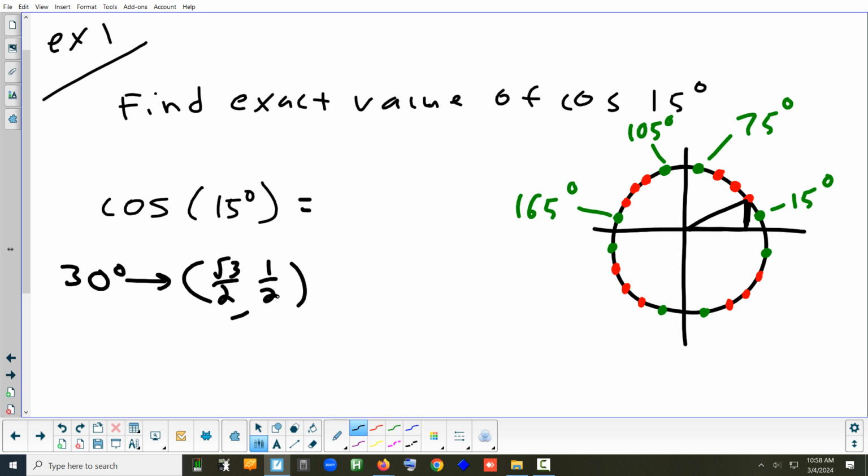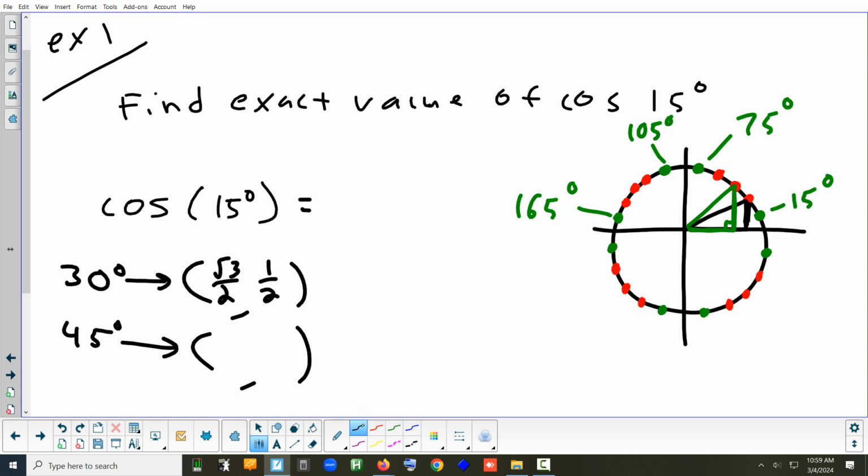The other coordinate we're going to need is 45. 45, 45, 90. That's that triangle. Each side is the same here. The x and the y. It's isosceles. Does anyone remember what each side was? Was it square root 2 over 2? Yeah, both sides are square root 2 over 2.